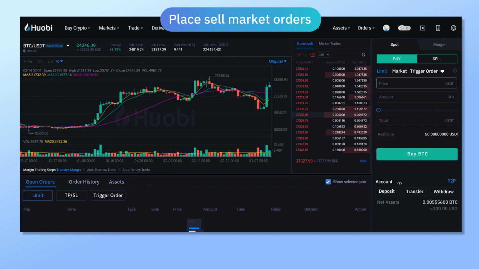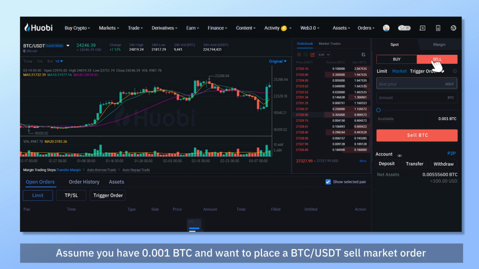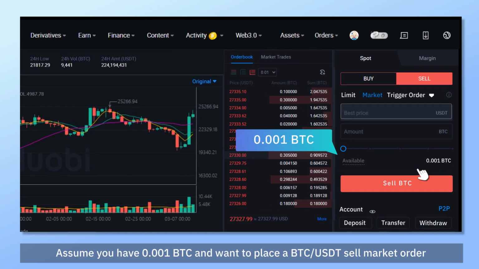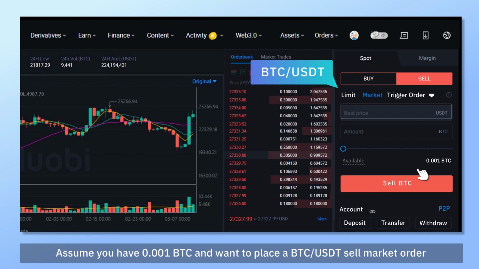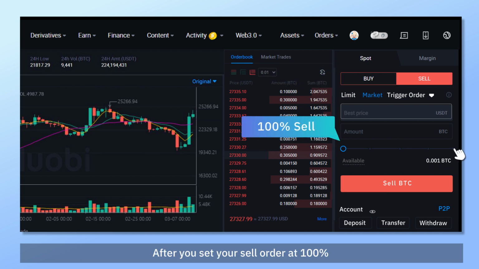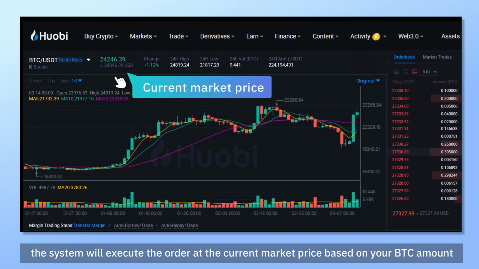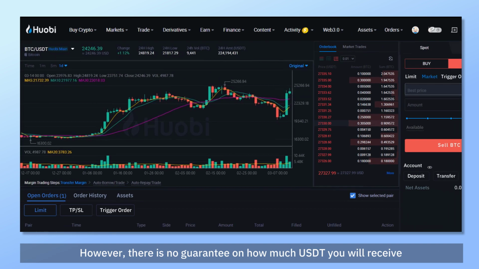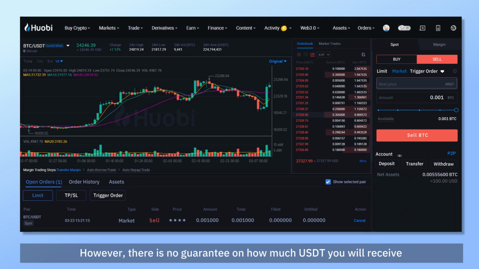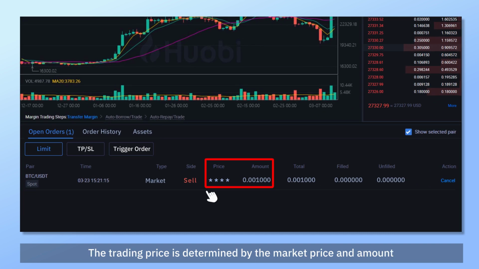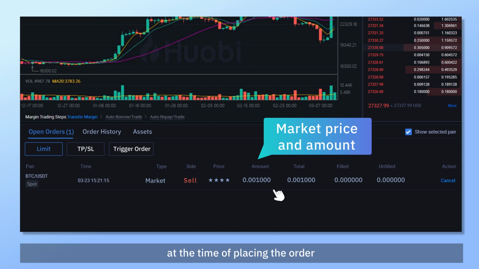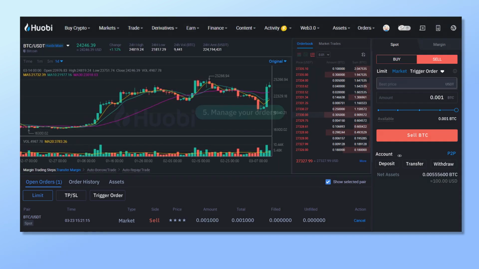Place sell market orders. Assume you have 0.001 BTC and want to place a BTC/USDT sell market order. After you set your sell order at 100%, the system will execute the order at the current market price based on your BTC amount. However, there is no guarantee on how much USDT you will receive. The trading price is determined by the market price and amount at the time of placing the order.